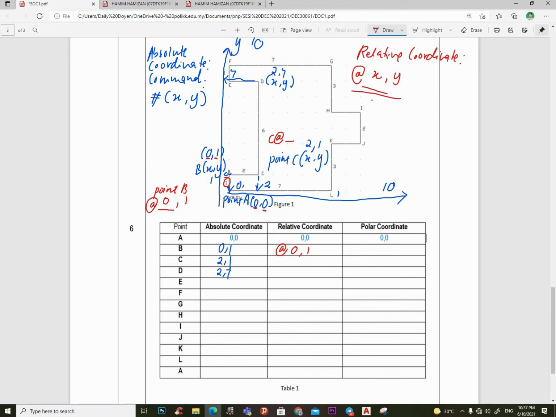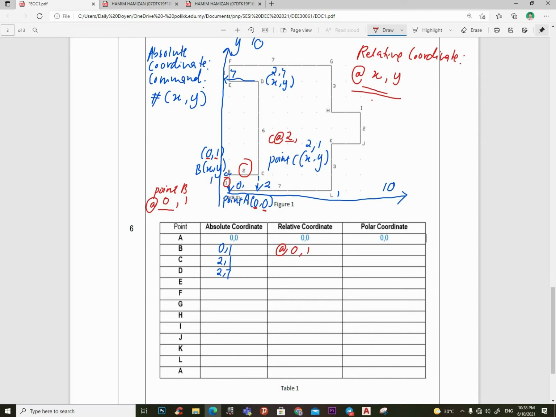We go to the next point, which is C. Okay, what is the value of x? Is there any difference between the previous value of point B and point C? The previous point is point B, x is equal to 0, and for point C, x is equal to 2. The difference is 2. 2 minus 0 is 2. So the answer will be 2, which is actually equal to the distance between B and C for x.